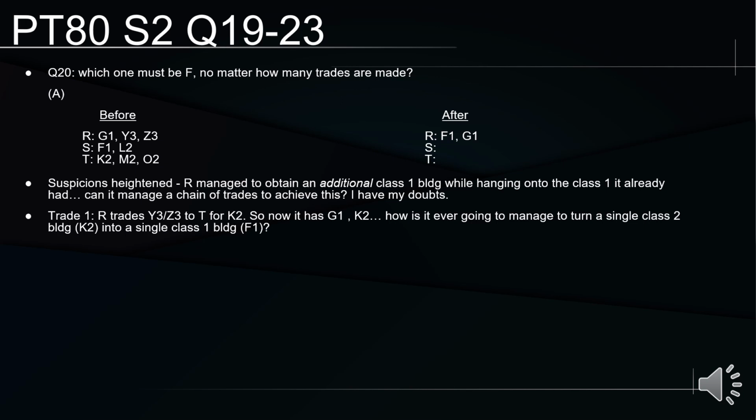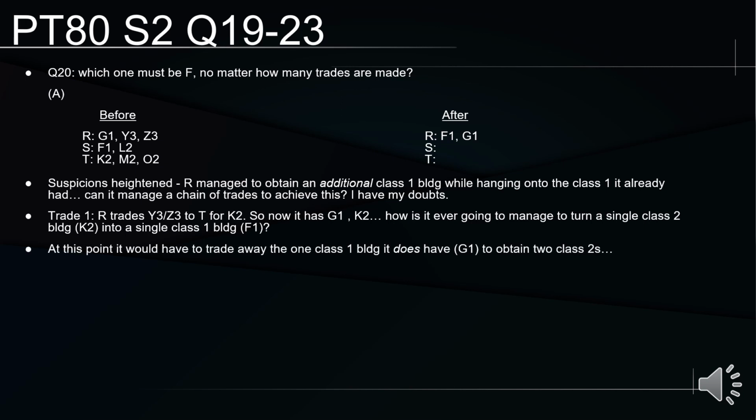From there, how is it ever going to manage to turn a single Class 2 building into a single Class 1 building? I just don't think that's possible. It just doesn't have the resource power, so to speak, to do it. At this point, it would have to trade away the one Class 1 building it does have to obtain 2 more Class 2s, maybe. So it can try to obtain a different Class 1 with the total 3 Class 2s it would have as a result. This feels like robbing Peter to pay Paul.